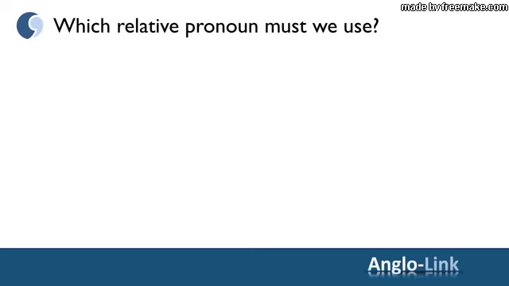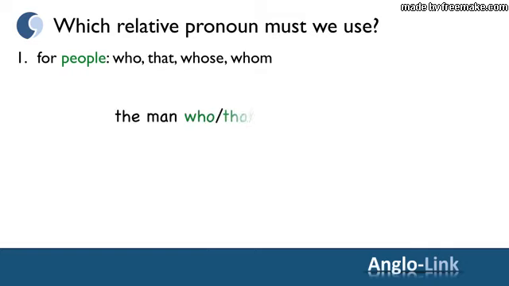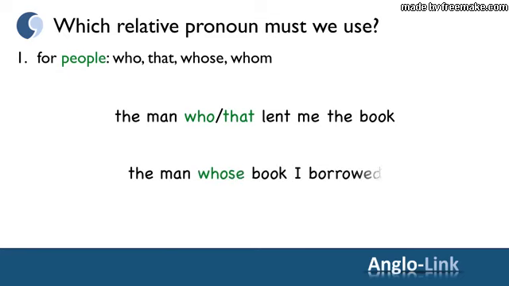Now, let's have a look at which relative pronoun we must use in each case. First of all, for people, we can use who, that, whose, or whom. For example, the man who lent me the book, or the man that lent me the book. The man whose book I borrowed.